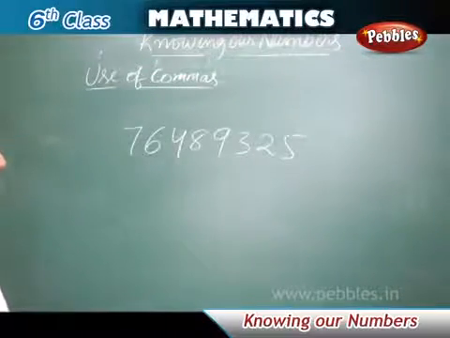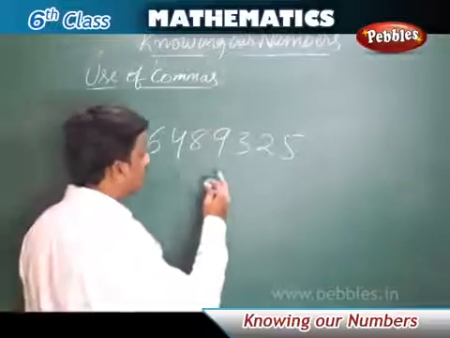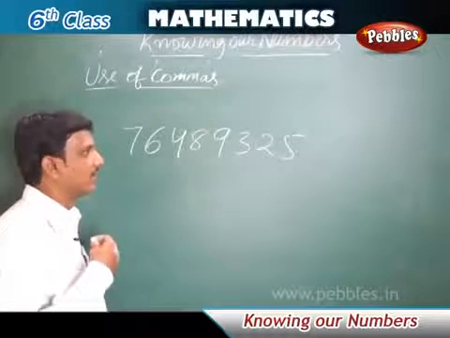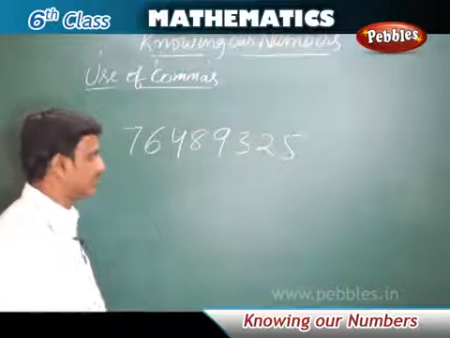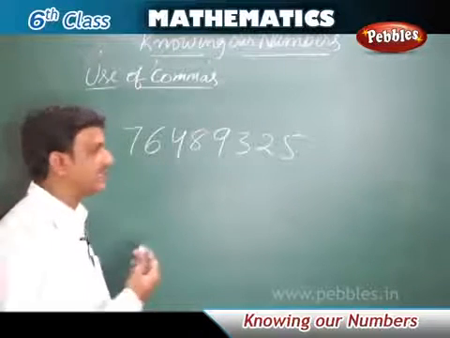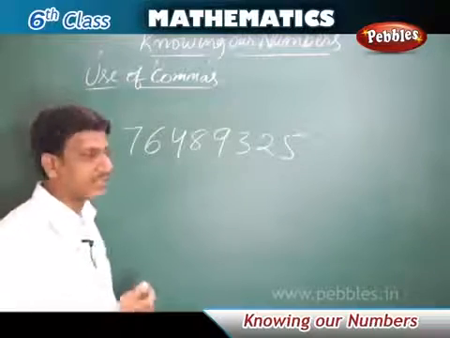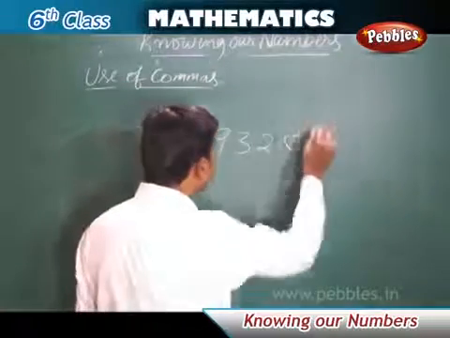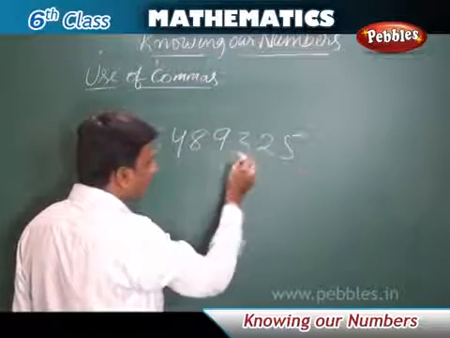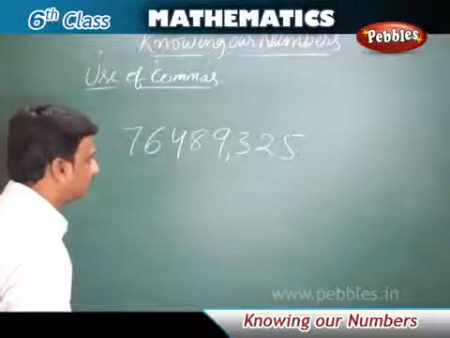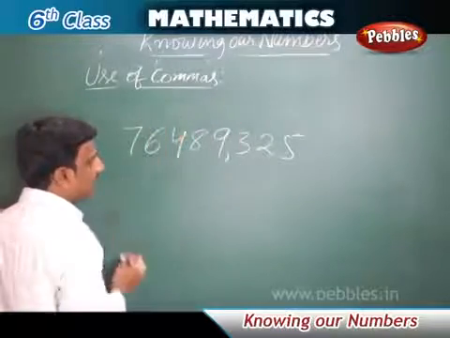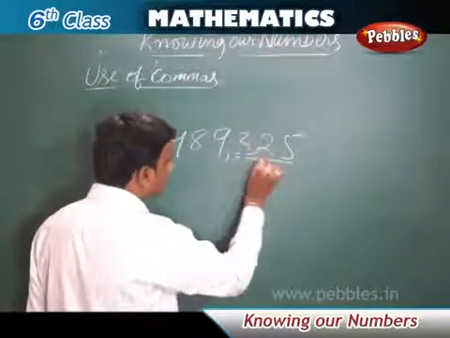Use of commas. Here we have a number, 76489325. Reading this number without commas is not convenient and not easy. So we place commas to read and write the numbers easily. According to our Indian numbering system, we place commas beginning from the right, crossing 3 digits. After crossing 3 digits from the right, we place the first comma. So the value before that comma is all thousands, and after this comma, it is all hundreds.